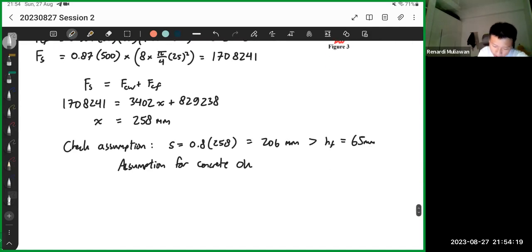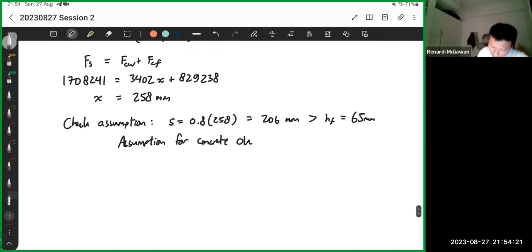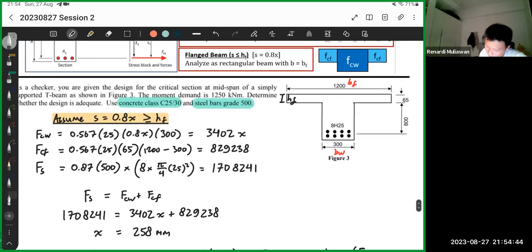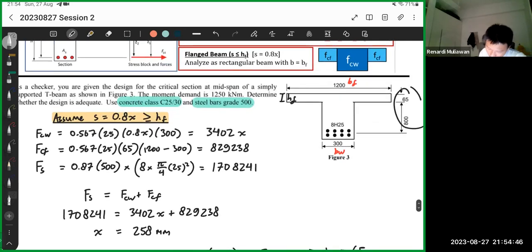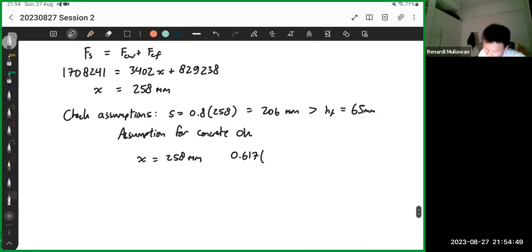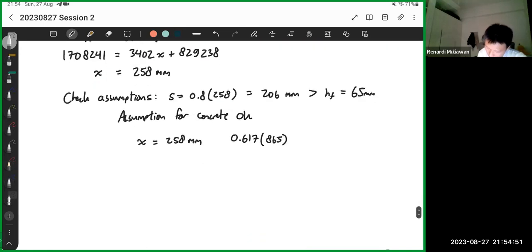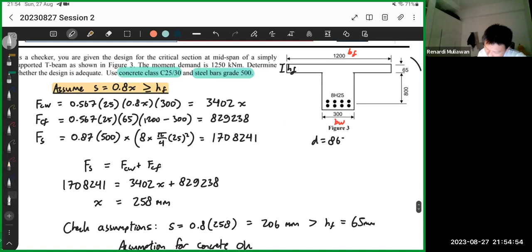Okay. Next one is, of course, the steel. So for steel, yielding, right? Yielding. So again, X is 258, right? Then 0.617 times D. D is what? D is 865. Yeah, already done. So D is 865 mm.